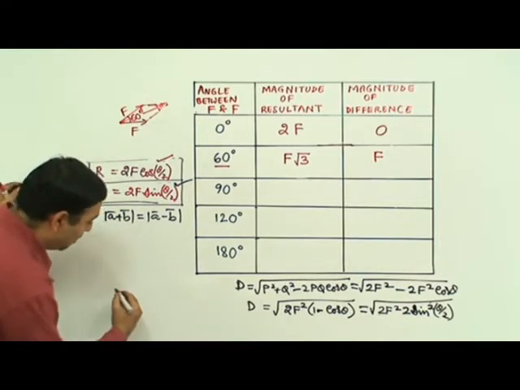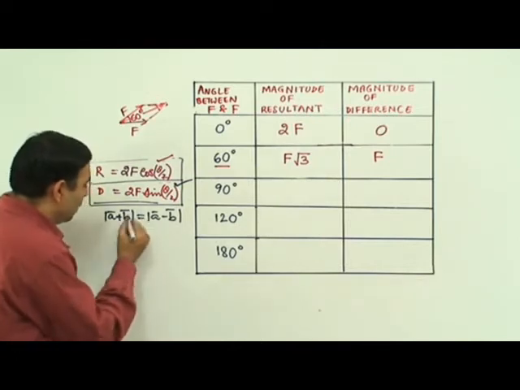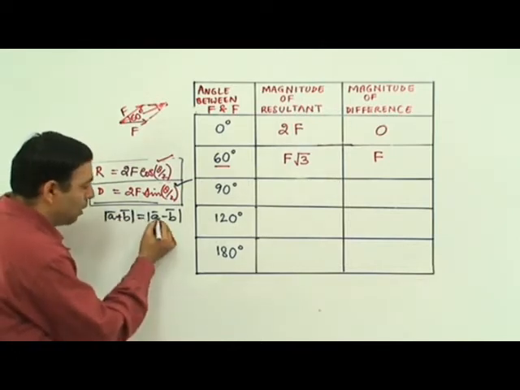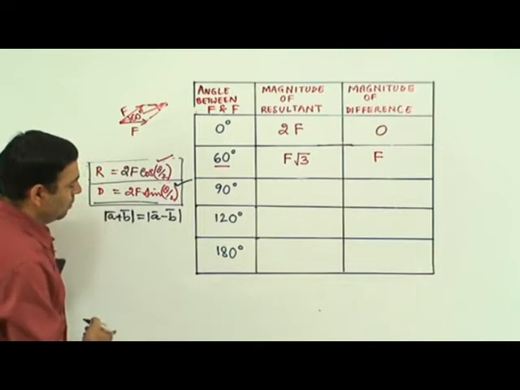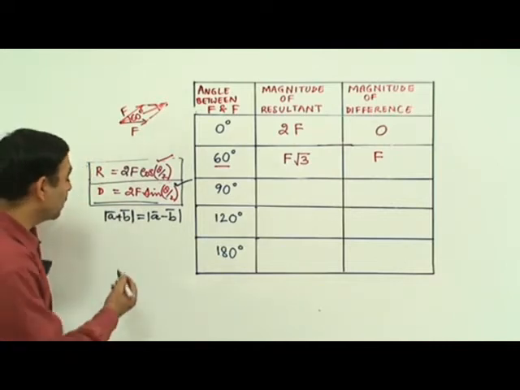This side you end up getting, if mod a plus b is equal to mod a minus b, what will be the angle between the two vectors? It is going to be 90 degree. Okay, let's check that. Fine.